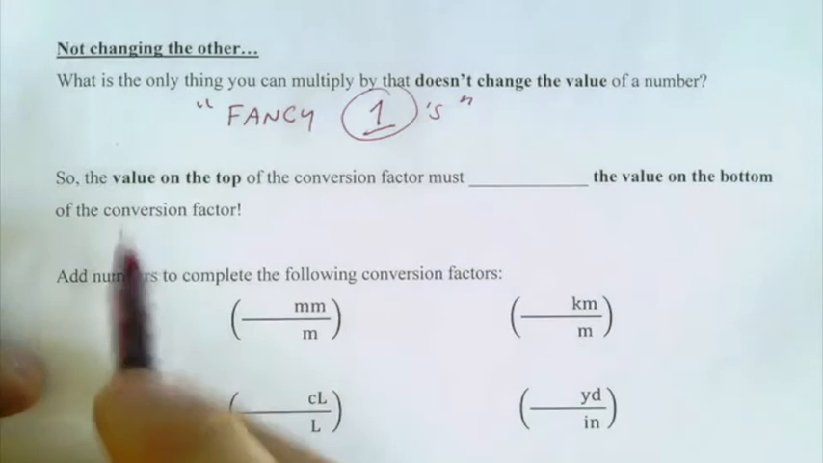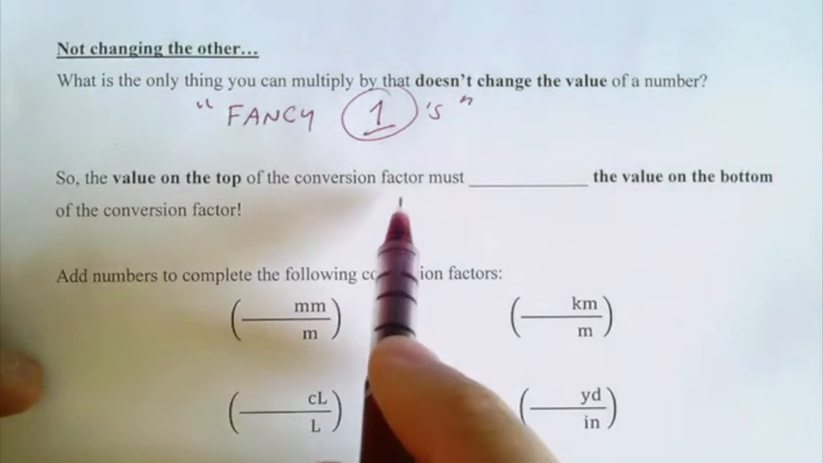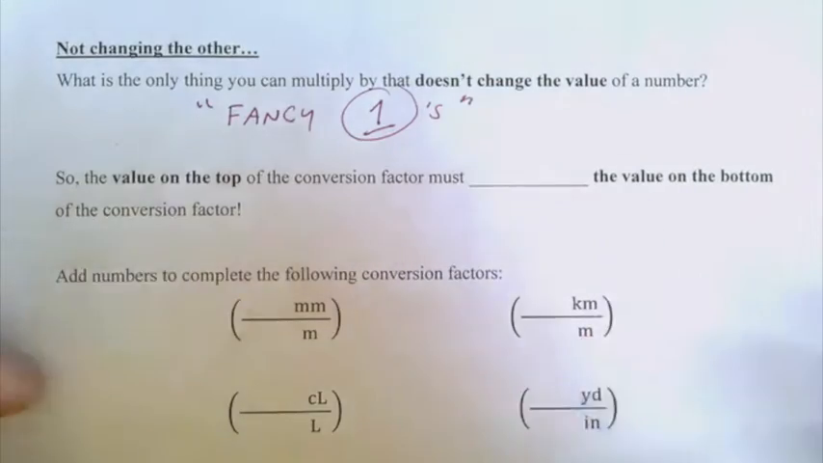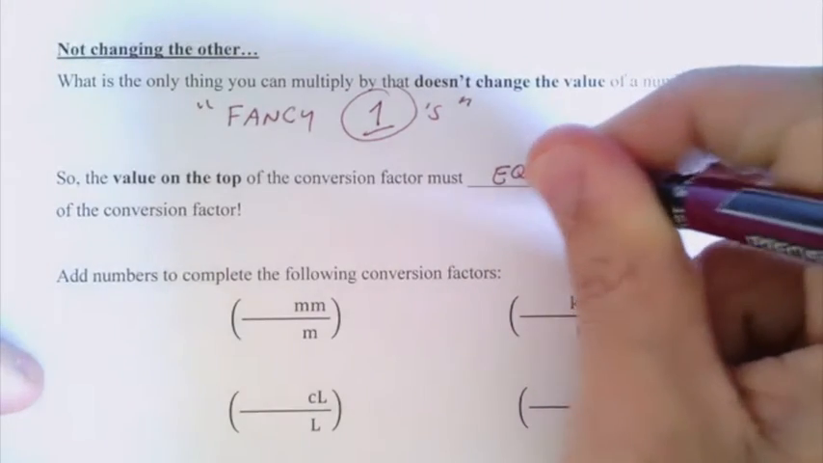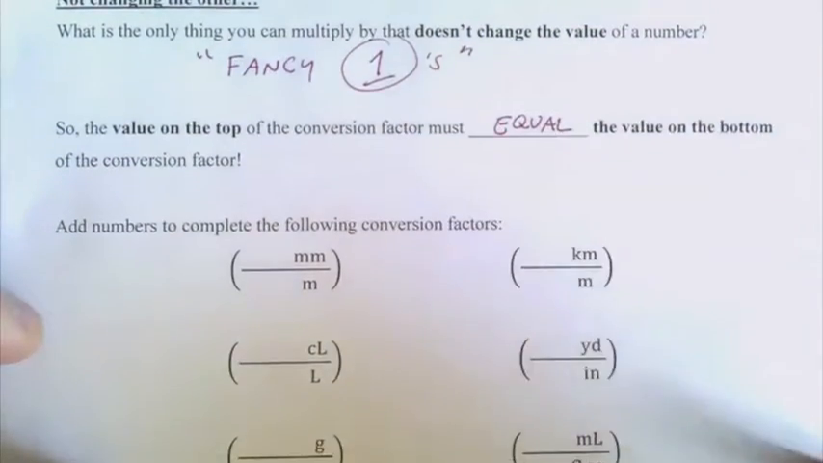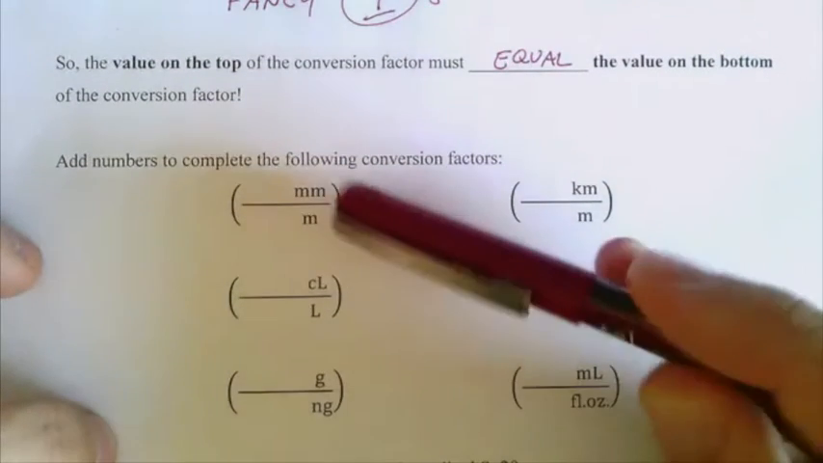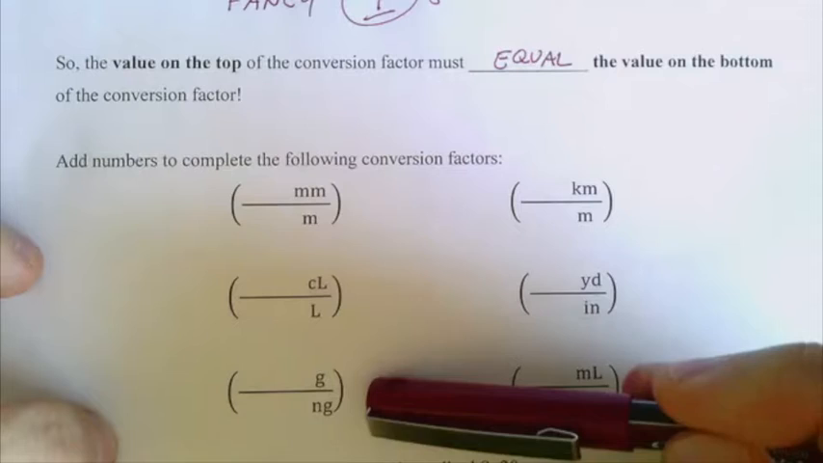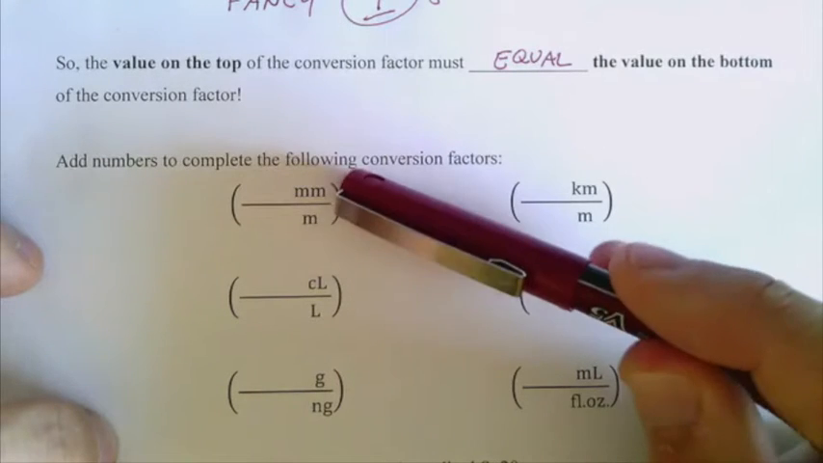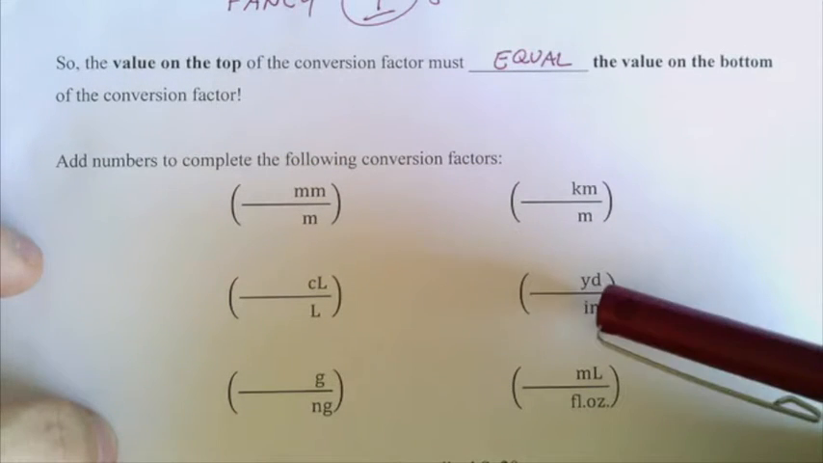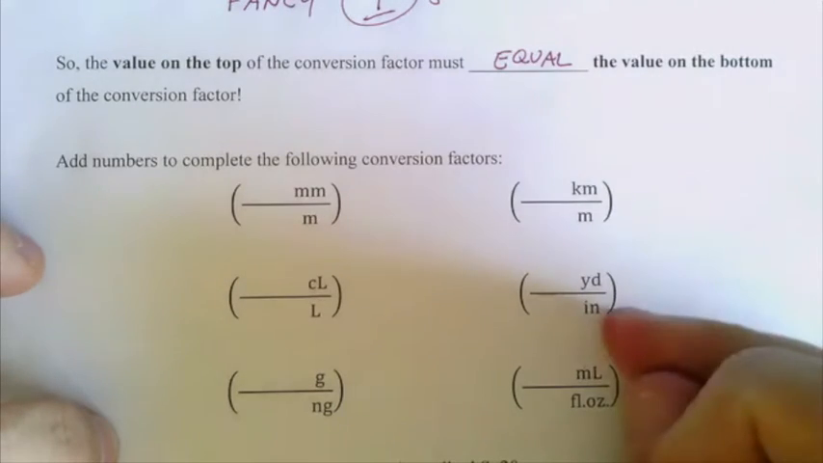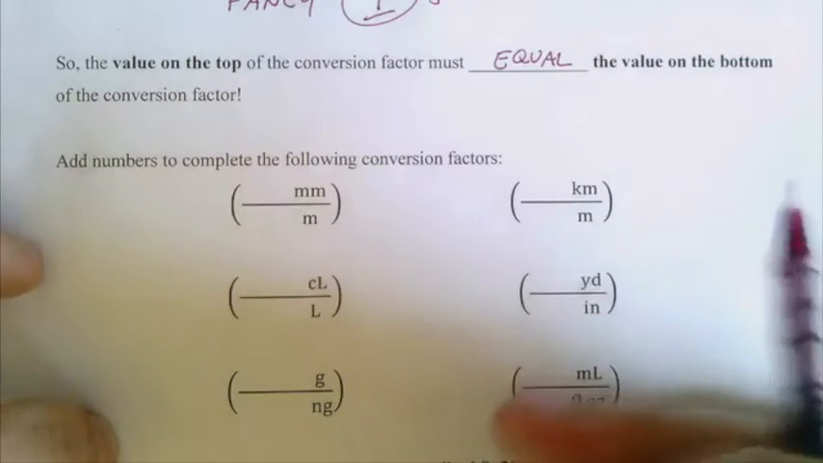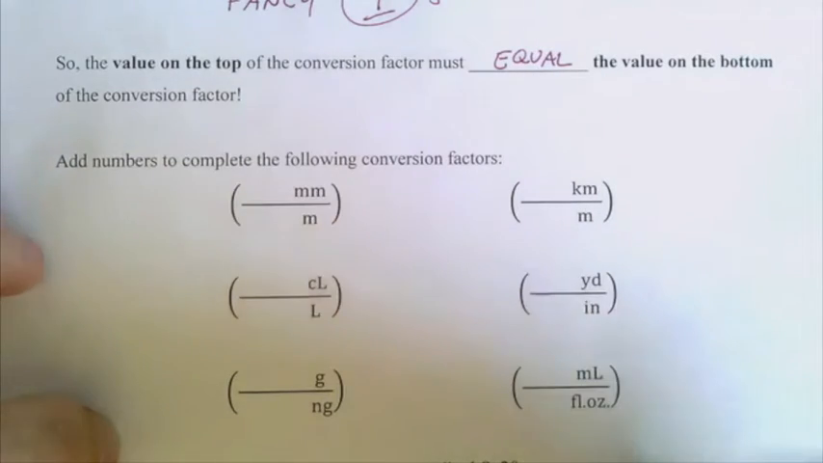So to do that, what we need is the value on the top of the conversion factor and the value on the bottom of the conversion factor to be equal to each other. So one thing we want to get in the habit of is when we know that we've built a conversion factor to get from meters to millimeters, for example, or from inches to yards, we want to take a moment to finish that conversion factor by putting in the number that makes it work, that makes the top and the bottom equal to each other.